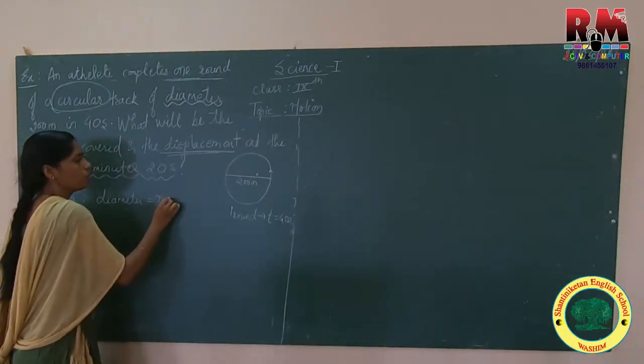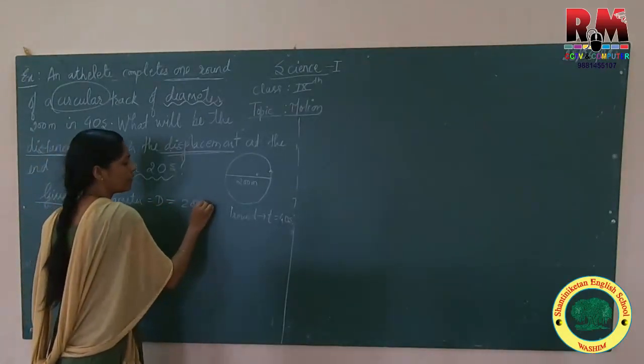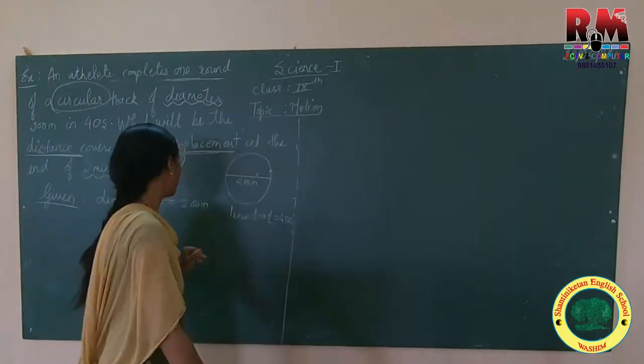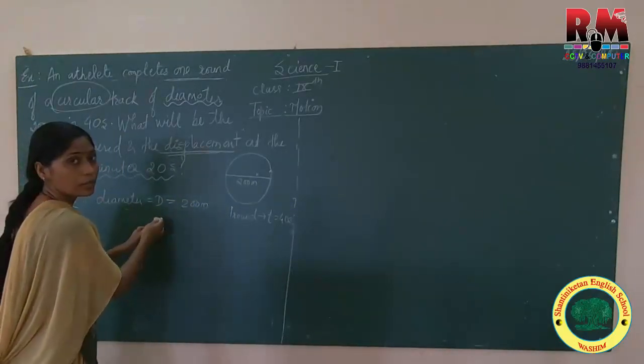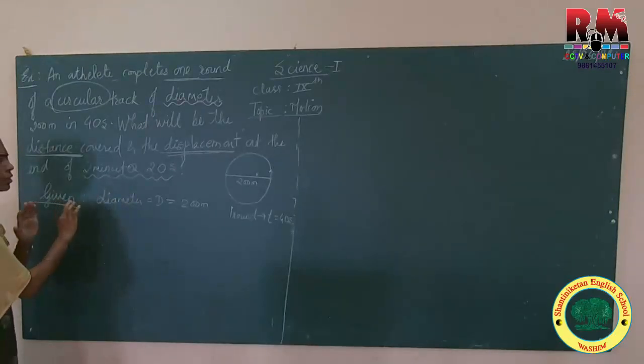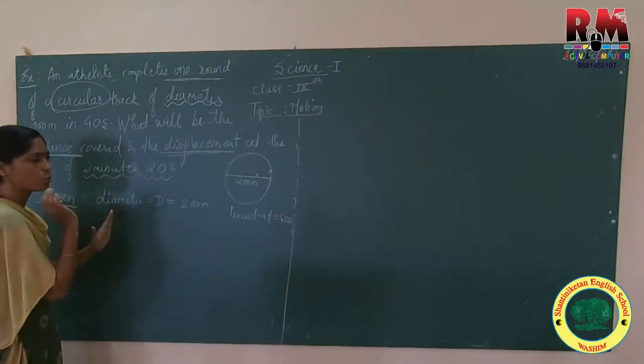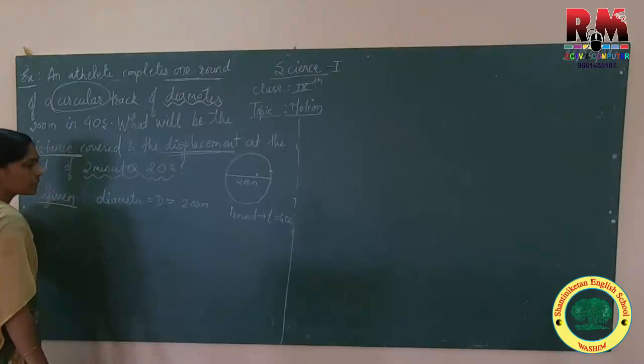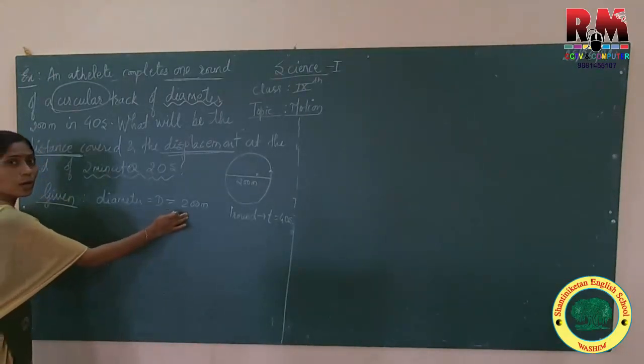Diameter is equal to 200 meter. Okay, so I will leave some space. What to do and why, I will tell later on. Okay, we are not known to anything and we are trying to solve a question given to you. Diameter is given to you, that is 200 meter.